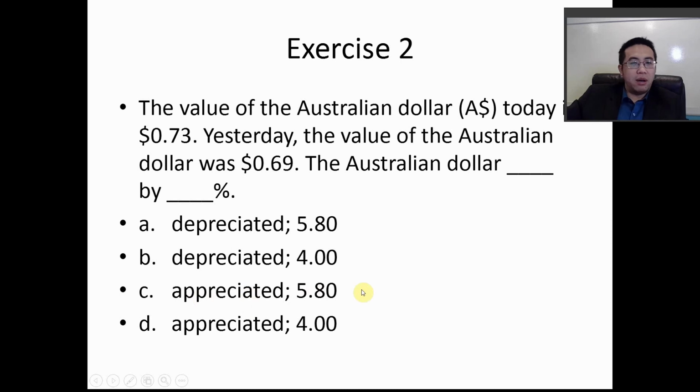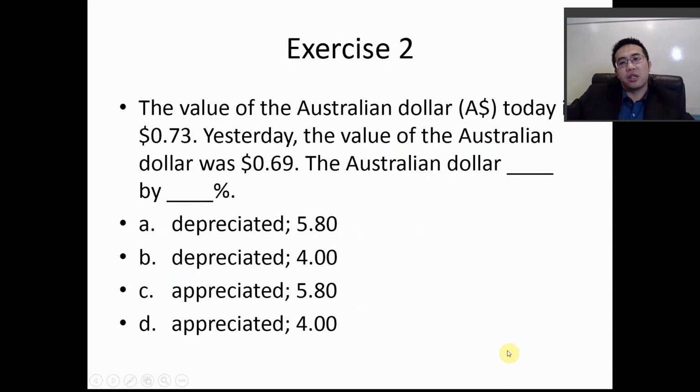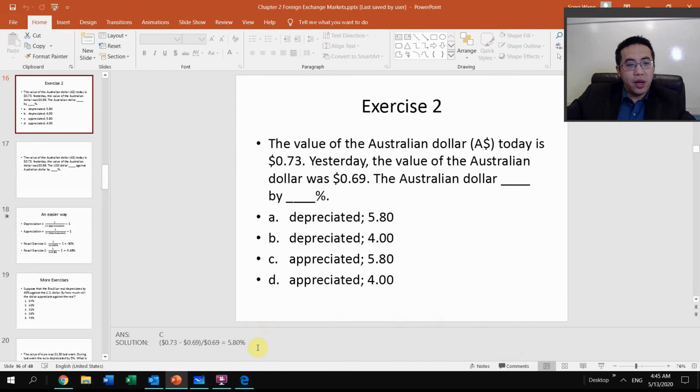The question is by how much? We go back to the formula. The later rate of 0.73 minus the earlier rate of 0.69, divided by 0.69, the earlier rate, and then you do the calculation. The answer will show up right here. You should select C, 5.8%. This kind of calculation you should know, and it will appear in your quiz, the second one, and also the exams.